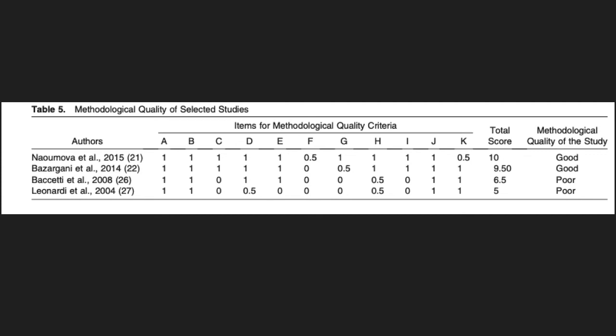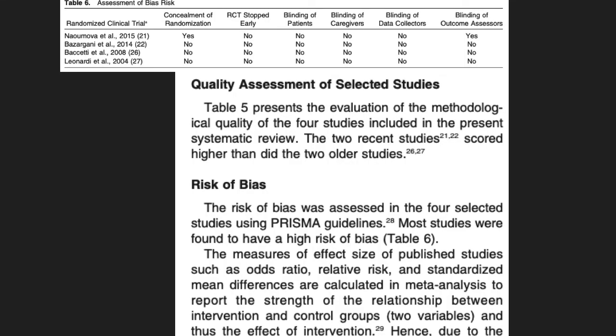In the table of methodological quality, they assessed the Naumova et al. 2015 study as good quality evidence, and Bazargani et al. 2014 as a good quality study. I don't know why they used another risk-based tool, apart from the quality assessment. They assessed the concealment of randomization, stopping early, the blinding of the patient or the operator, and the blinding of the data assessors.